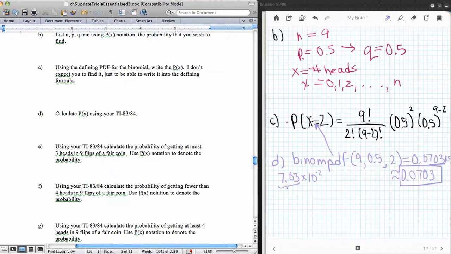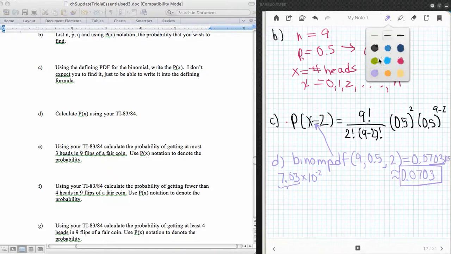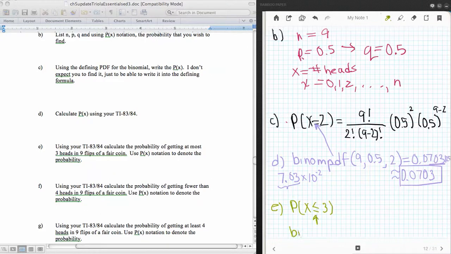Now our next problem says we want at most 3 heads. So we have to translate what does at most mean. So at most, that's the probability that our random variable, the very biggest, so less than or equal to 3. So this is the binomial CDF. And then I would have the 9, comma, and then the 0.5 again, and then a comma, and then a 3. And then I would hit enter.